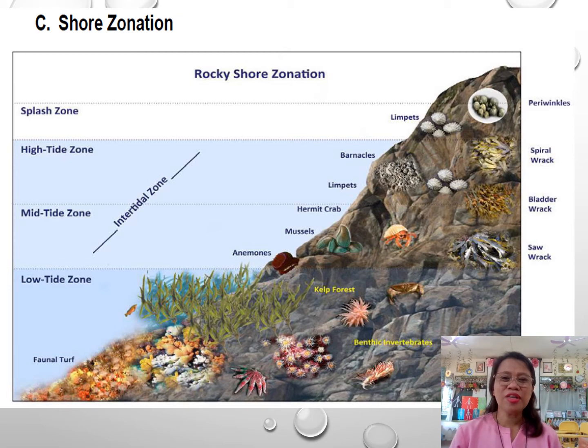Okay, so this letter C is about shore zonation. Okay, ang sa dagat gikan sa splash zone to high tide zone to mid tide zone to low tide zone. Na may upat ka zones. So, low tide, the mid tide, the high tide, and the splash zones.